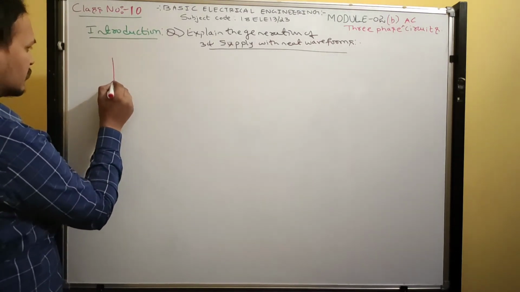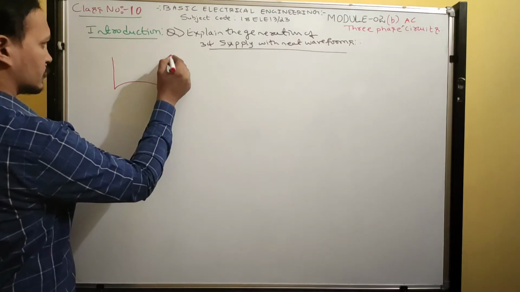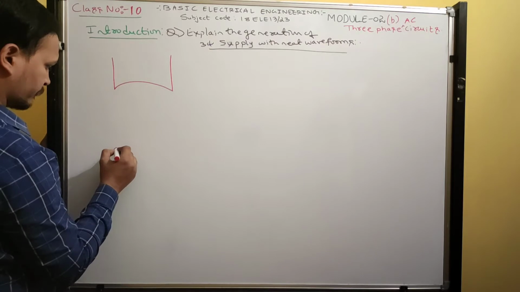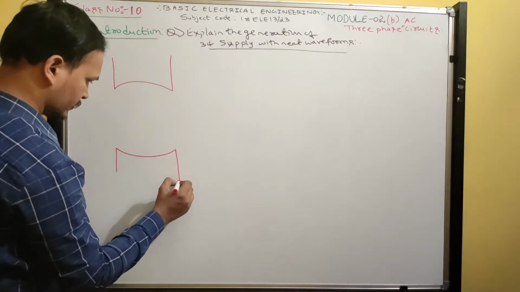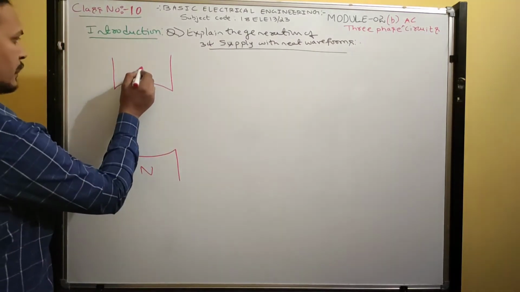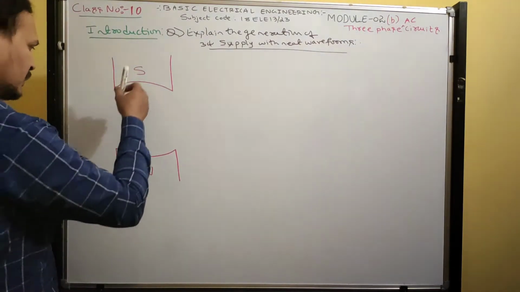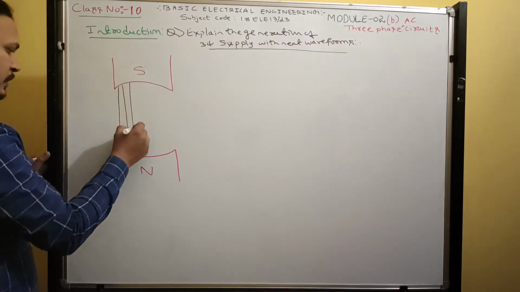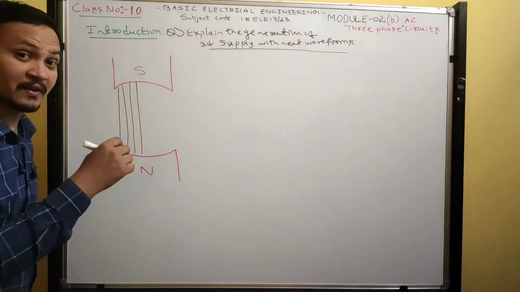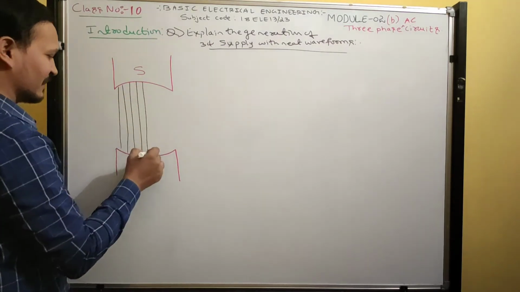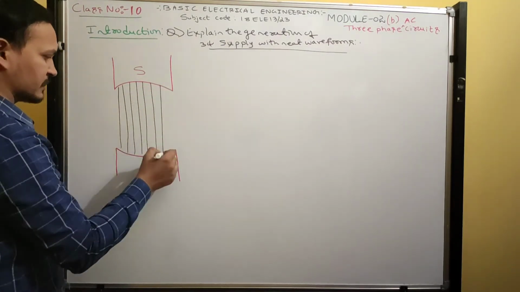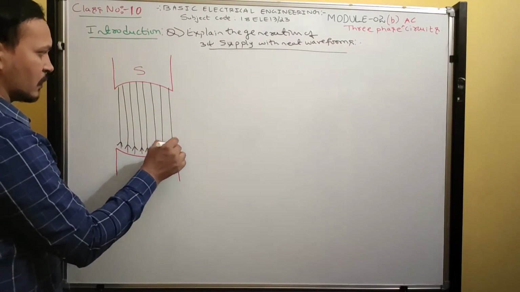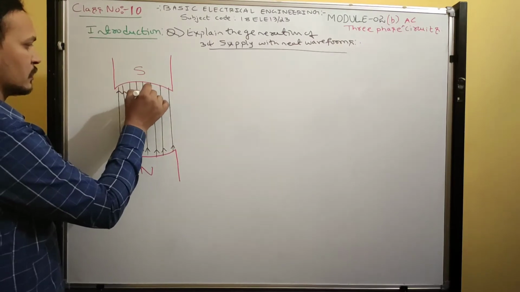So this is a magnet, with a north pole and a south pole, like that I am writing. Between the magnet there will be lines of flux, not force. In a magnet you get lines of flux. The flux flows outwards, that is, from the north pole to the south pole.